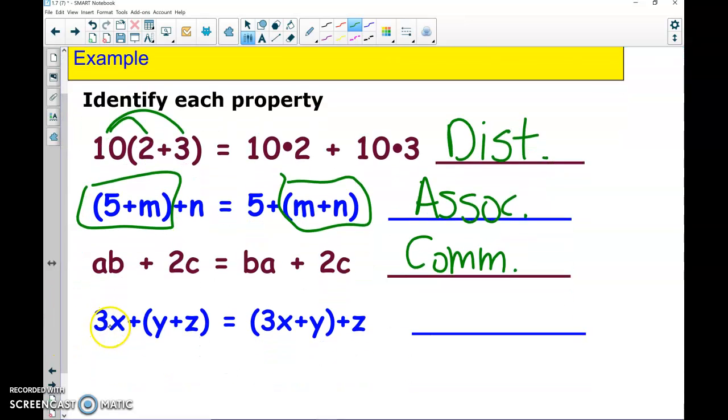And then here we have 3x plus y plus z, and here we have 3x plus y plus z. So again, we're changing our parentheses and what we associate with. Here we're adding y plus z first. Here we're adding 3x plus y first. We're just changing how it associates. So that would be associative property.